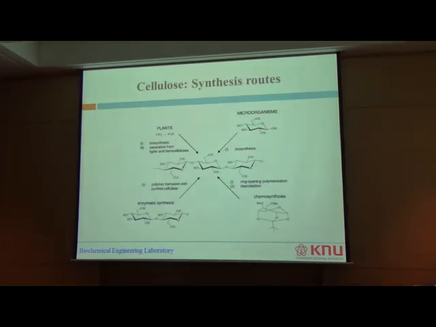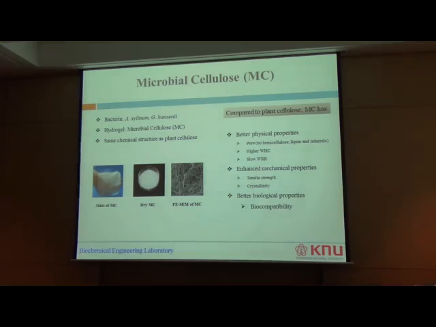There are several routes for the synthesis of biocellulose, such as plants, enzymatic synthesis, and chemical synthesis. However, the most attractive topic in research nowadays is the production of biocellulose through microorganisms. The cellulose produced through microorganisms is called microbial cellulose. As we know, Azotobacter xylinum and Gluconacetobacter hansenii have been reported for the production of microbial cellulose. The produced cellulose is in the form of a hydrogel.